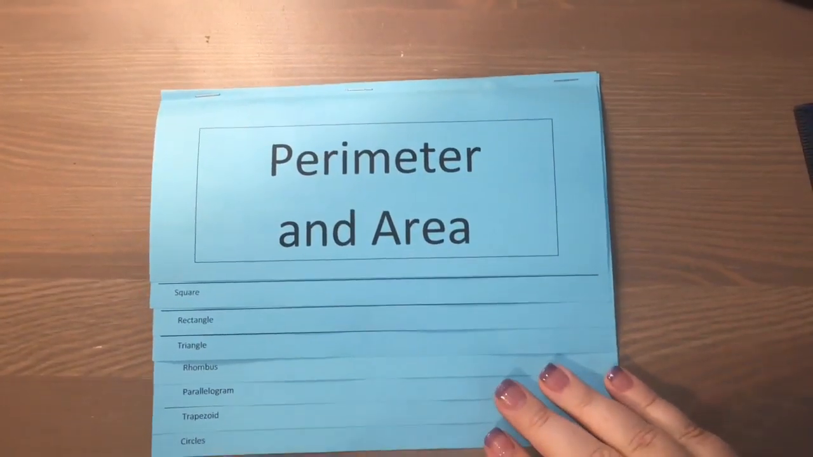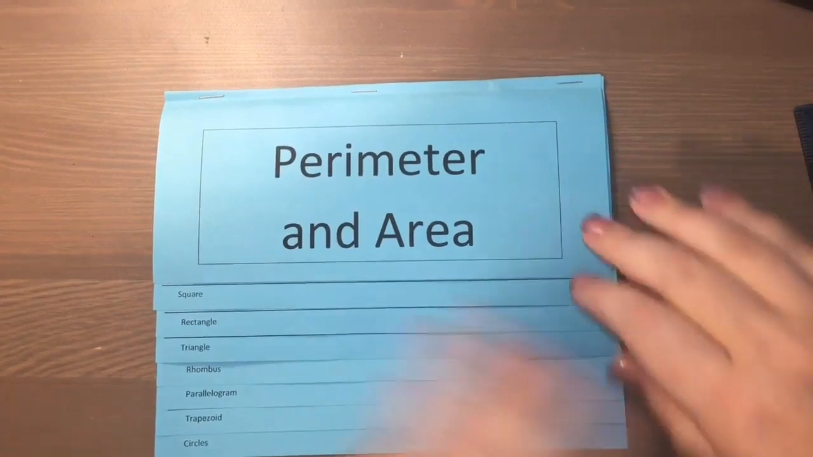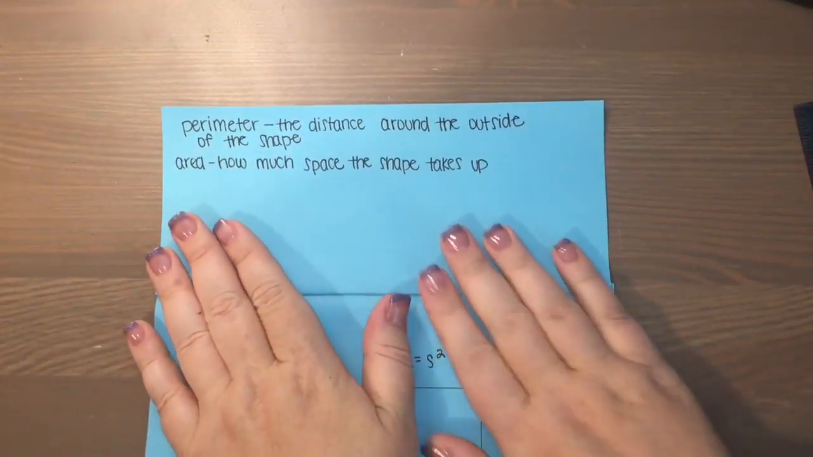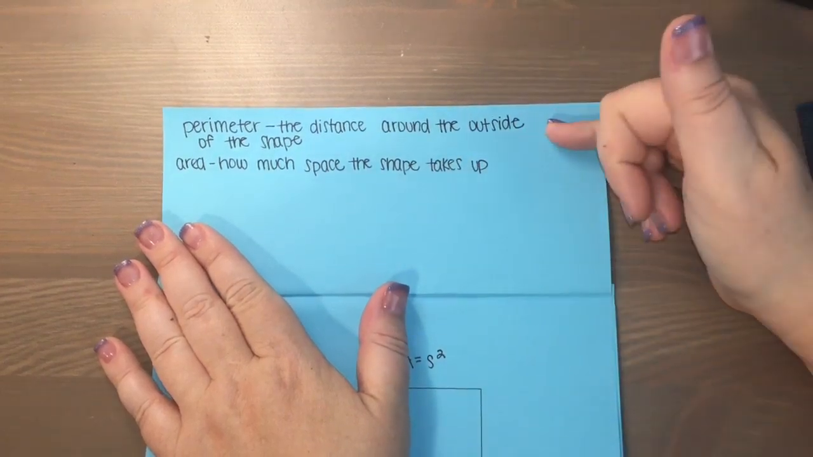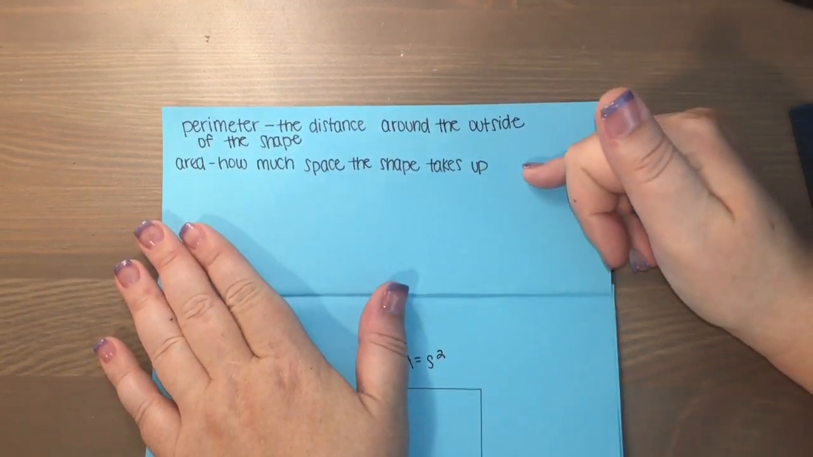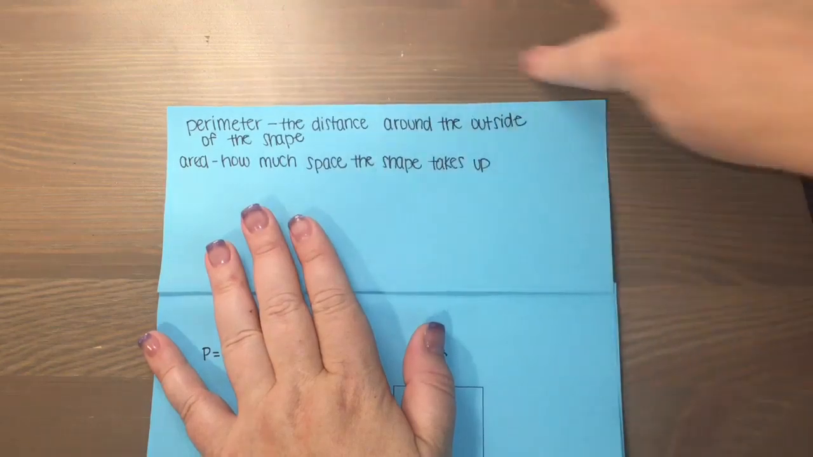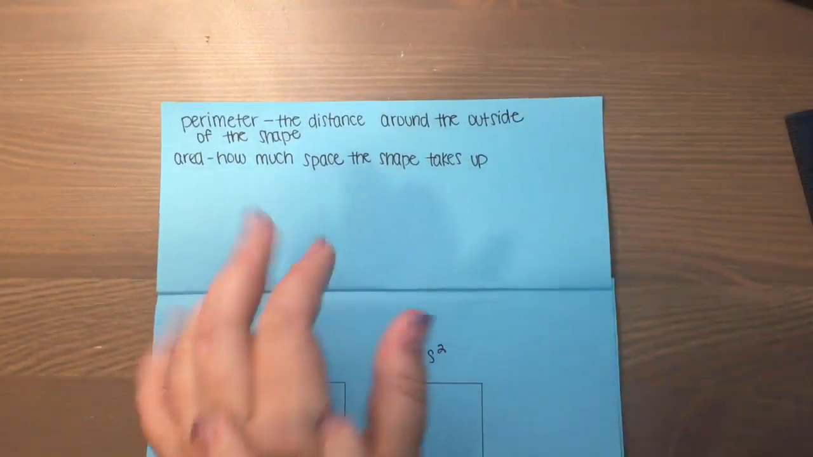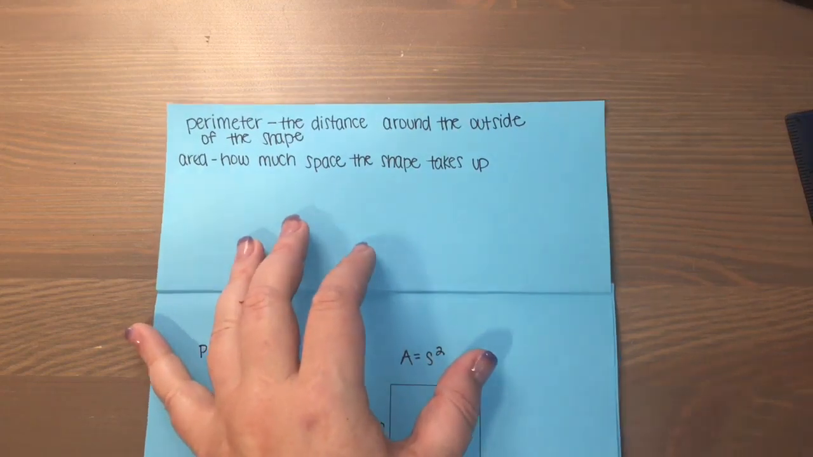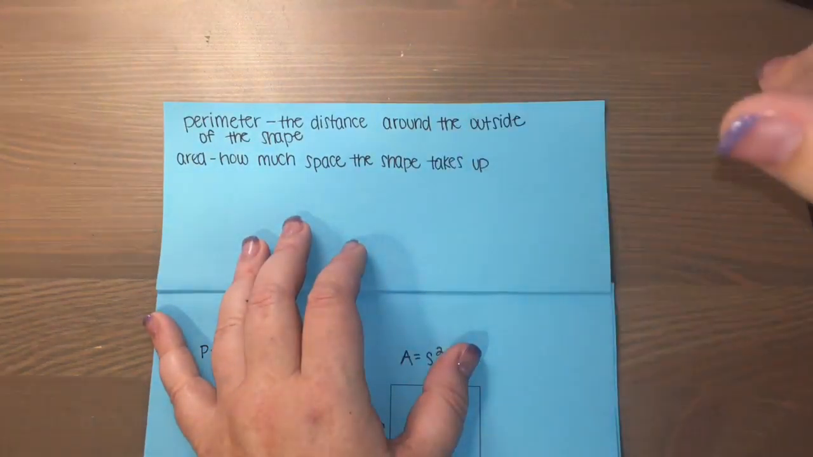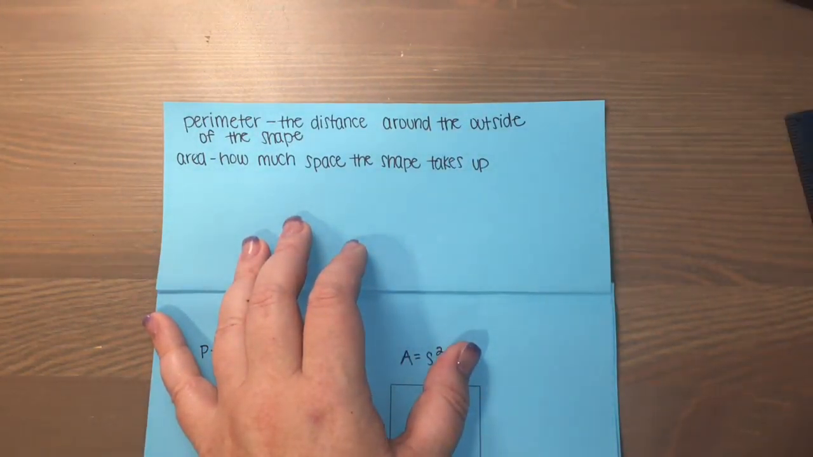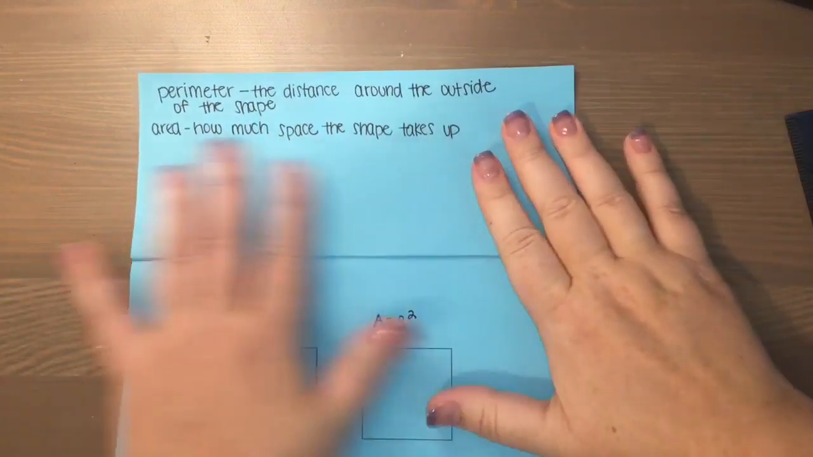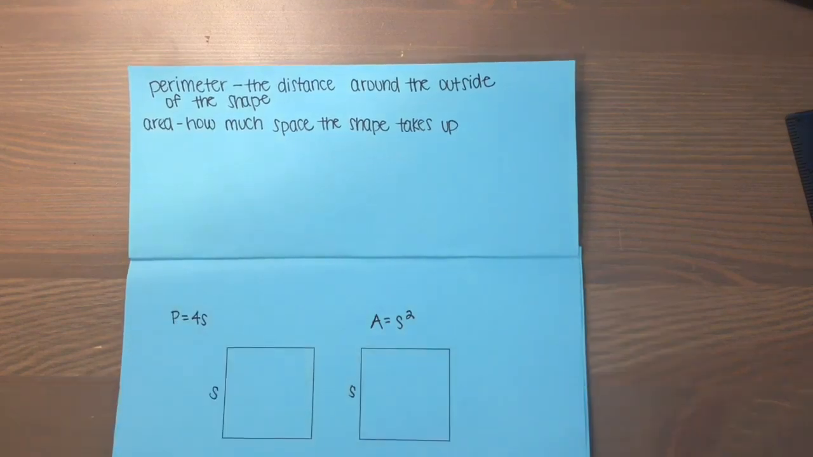Okay, now that we've got our book all put together, let's go ahead and fill it out. On the first flap here on the top, I want you to write these definitions. They're just a reminder of what perimeter and area are. Perimeter is the distance around the outside of the shape. If you think about it, that's what you would walk. So if I said walk the perimeter of the building, you would walk around outside the building, and that distance would be your perimeter. Area is how much space the shape takes up. How much does it take up on the table?